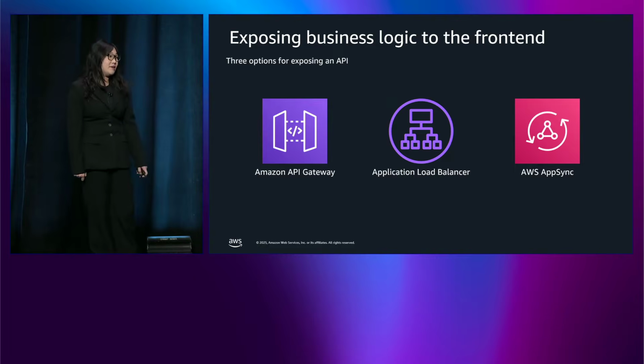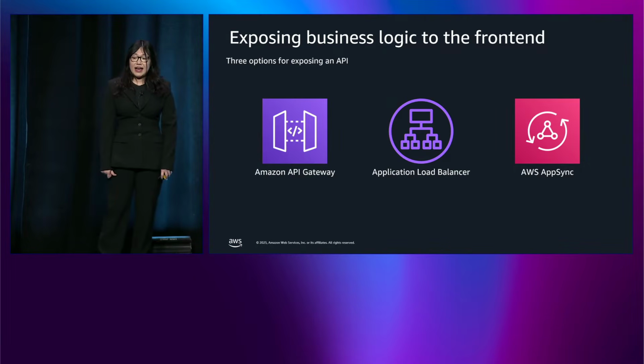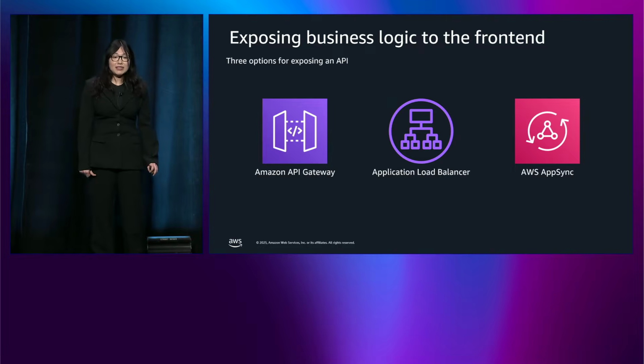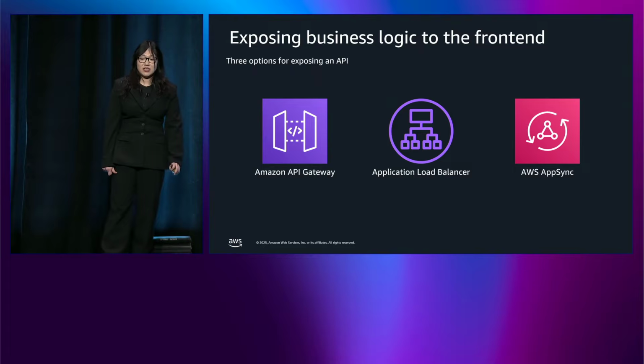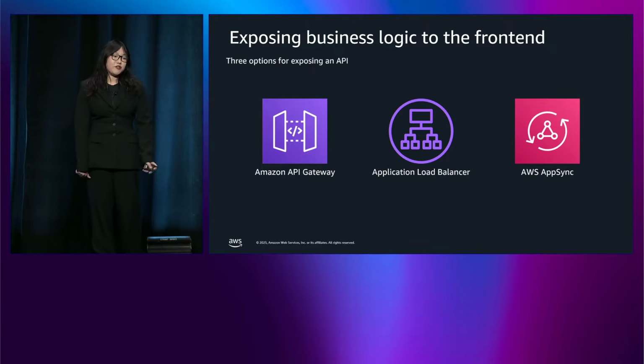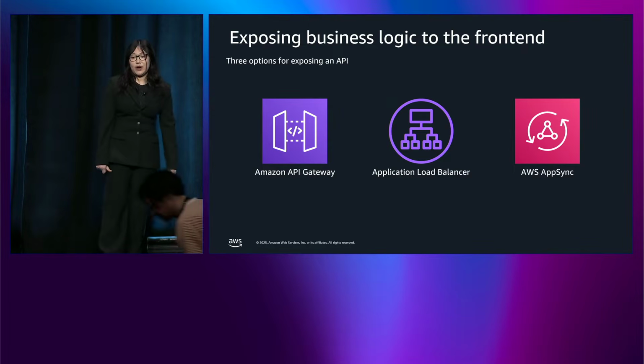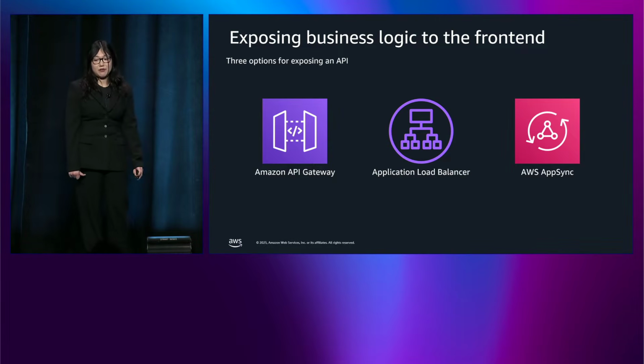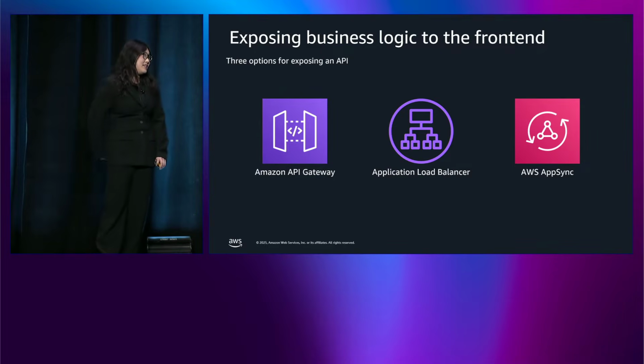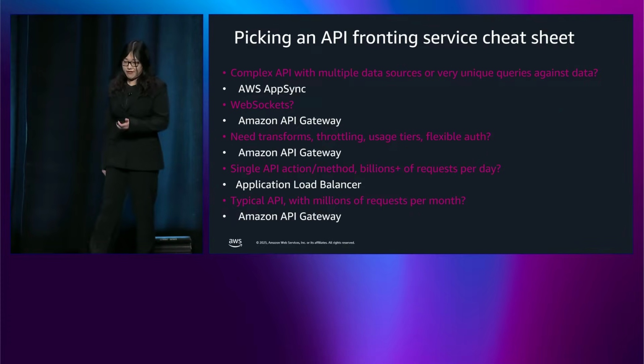The first is Amazon API Gateway. Think of that as purpose-built for REST APIs. Next, we have Application Load Balancer, so that layer 7 proxy, really great for route mapping. And finally, we have AWS AppSync, which is great for hosting GraphQL-based APIs. Personally, I work with startups, so I see a lot of startups using API Gateway, building REST APIs, but all of these services are still really common when it comes to exposing business logic to the front end.